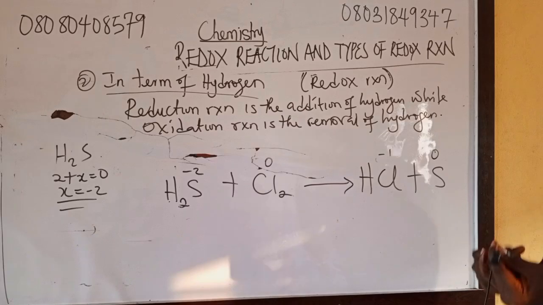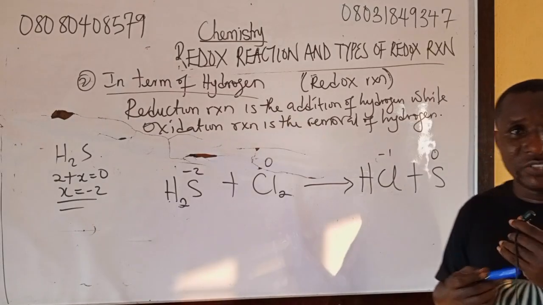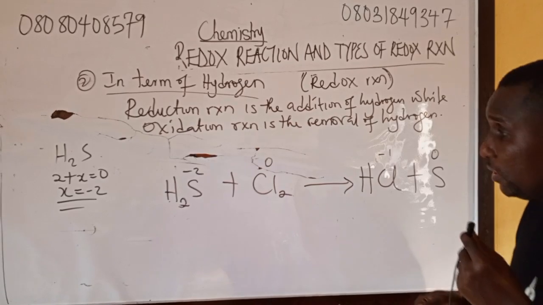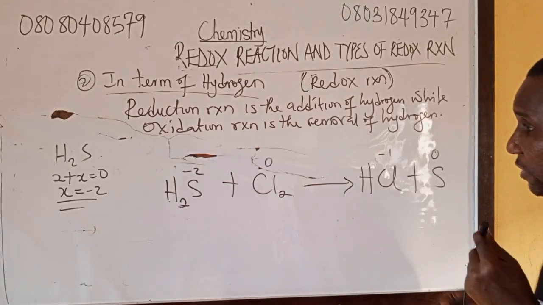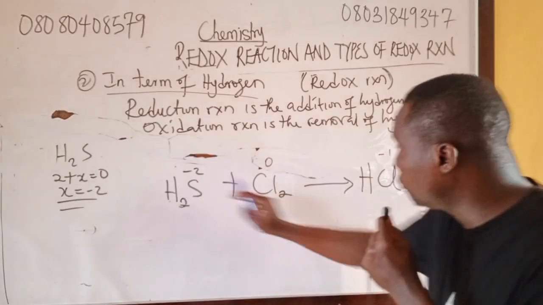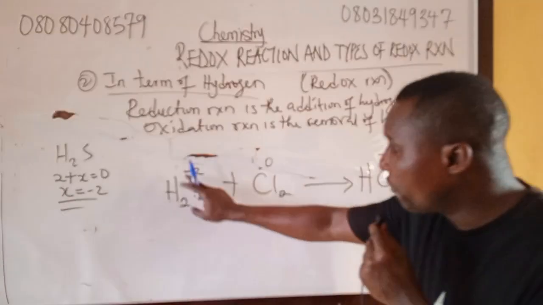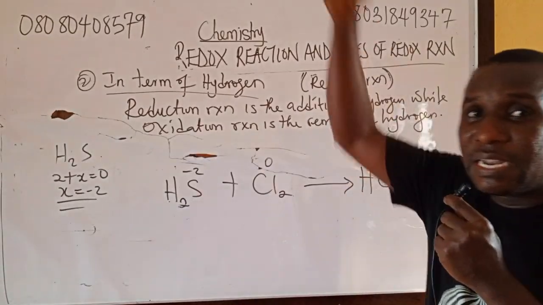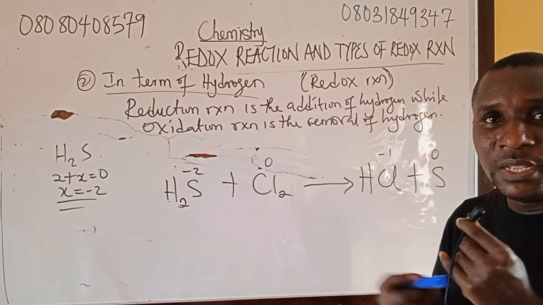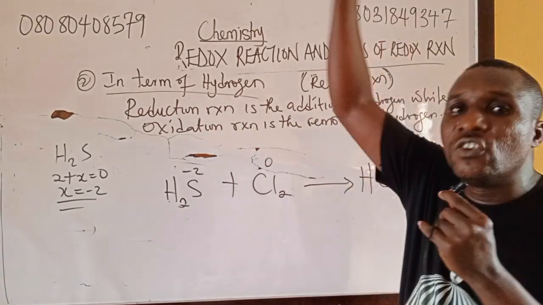When you see an atom standing alone in a chemical reaction, like the sulfur, the oxidation number is 0. Then let us identify the reducing and oxidizing agent. Look at this: sulfur from -2 to 0. Increase or decrease? -2 to 0. That is an increase.